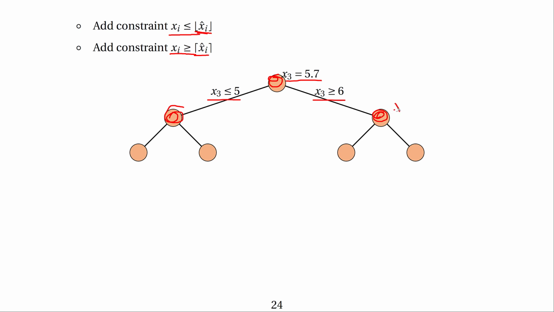Maybe here we have some variable x117 that in the LP solution is equal to 6.7, and then again we branch with x117 smaller equal to 6 and x117 greater or equal to 7.